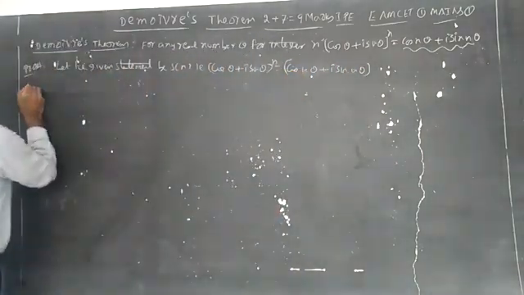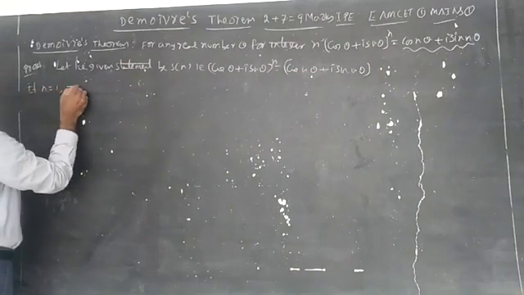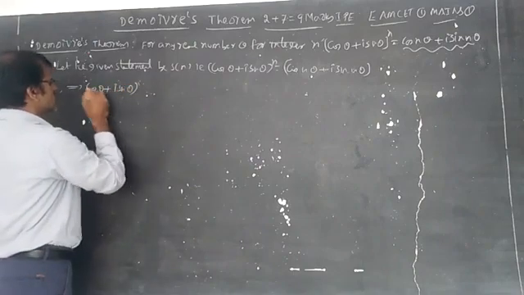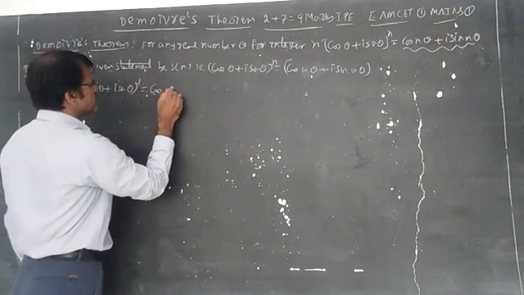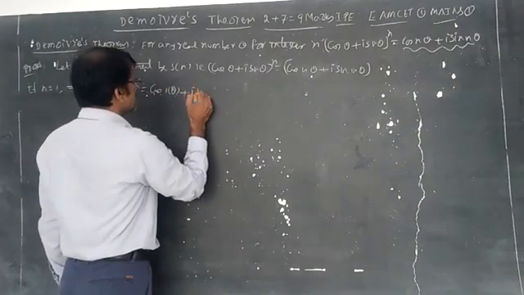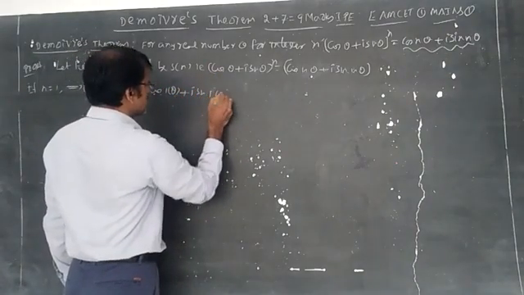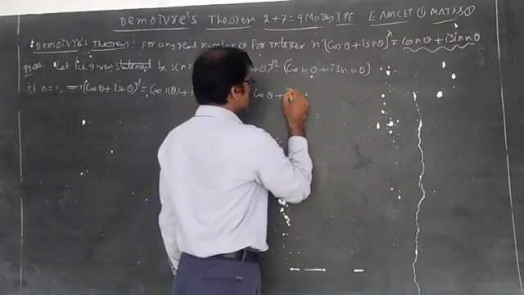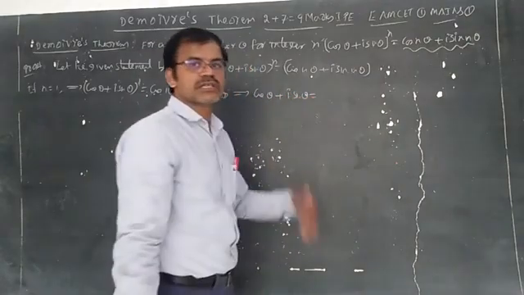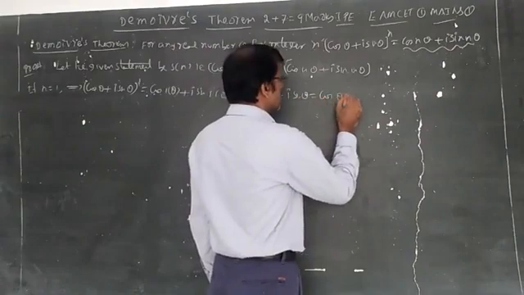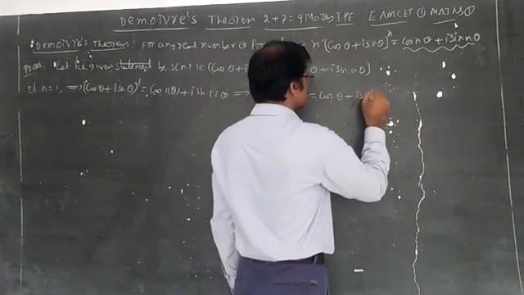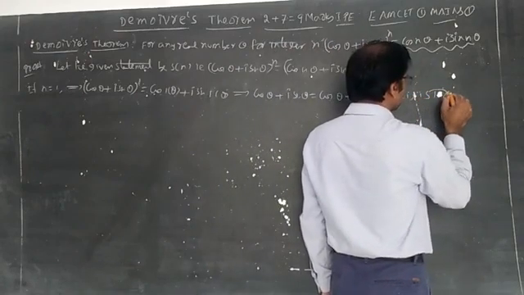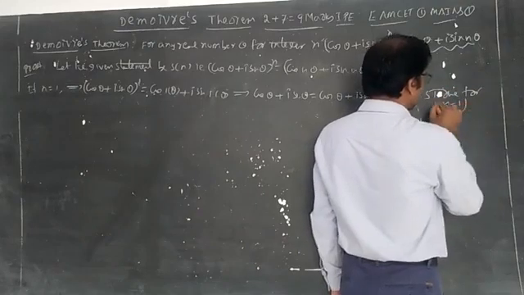If n is equal to 1, simply substitute the value 1 instead of n. So (cos theta plus i sin theta)^1 is equal to cos 1 theta plus i sin 1 theta. Of course it is correct. Directly you can understand that cos theta plus i sin theta is equal to cos theta plus i sin theta. Therefore, we can write here S1 is true for n equal to 1.